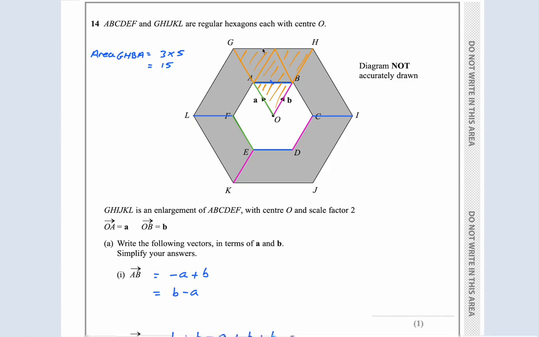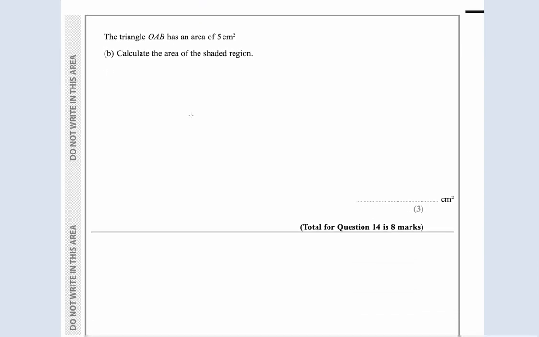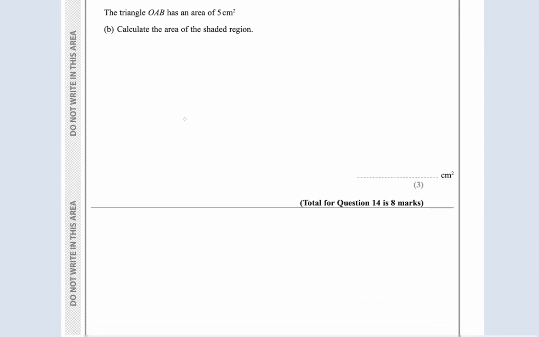And then I'm going to multiply that 15 by 1, 2, 3, 4, 5, 6. So shaded area is equal to 6 times 15, which is 90. So I'm actually just going to take this, copy it, and bring it down here.